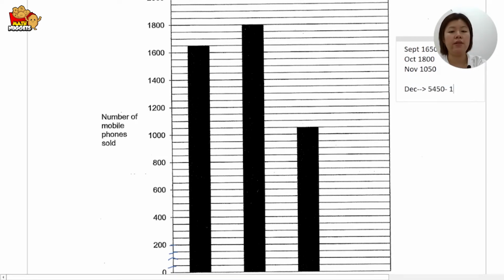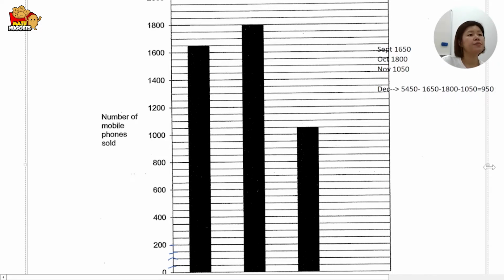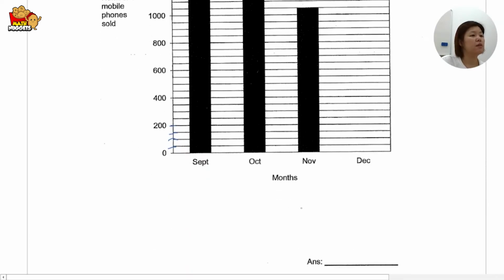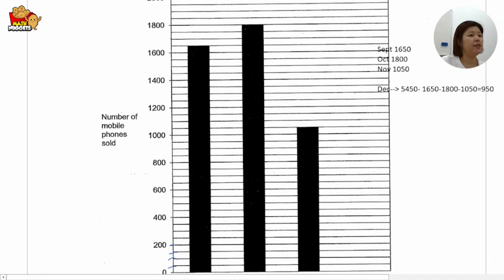minus 1650 minus 1800 minus 1050. Okay, let me put in a bit, which is equals to 950. Answer 950. Here's the working. Okay, let's move on.